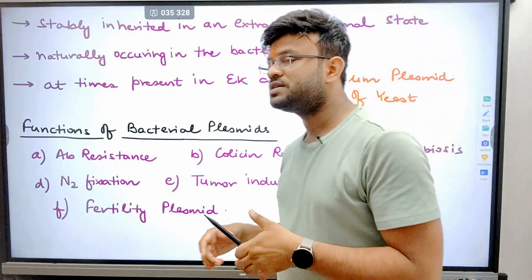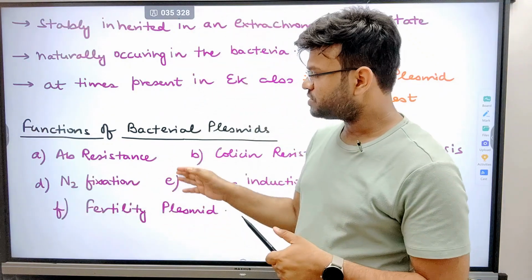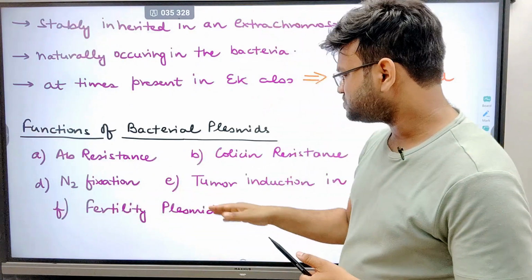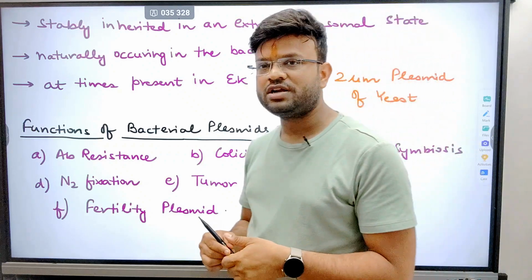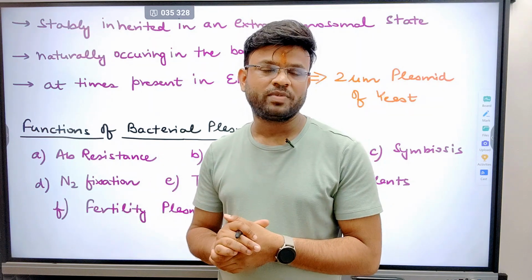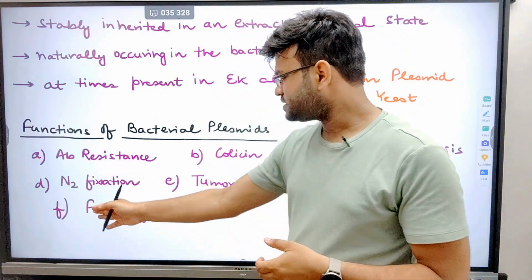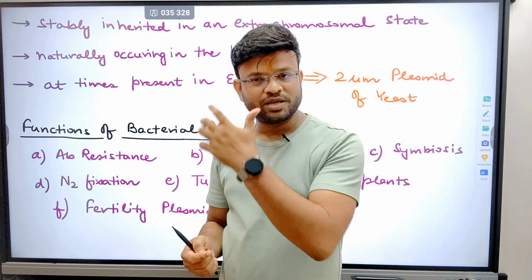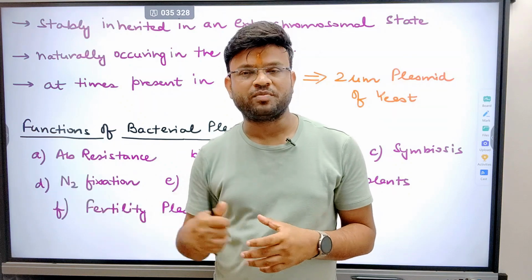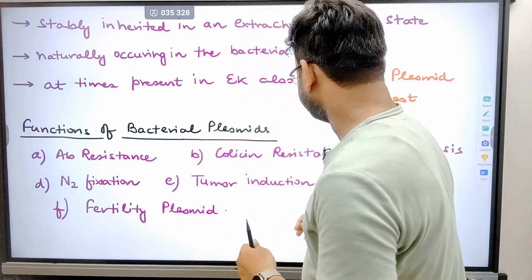Next is symbiosis. There are certain bacteria that can do symbiosis because of the presence of a specific plasmid. So symbiosis and nitrogen fixation are characters that can be attributed to the presence of plasmids. Apart from that, tumor induction in plants. I've already told you that the TI plasmid causes tumor induction and crown gall disease. Agrobacterium tumefaciens has this TI plasmid, which causes the disease. Next is the fertility plasmid, also called the F plasmid. Whenever the F plasmid is present, it will cause the formation of the conjugation tube and help in the transfer of genes from one bacteria to another.